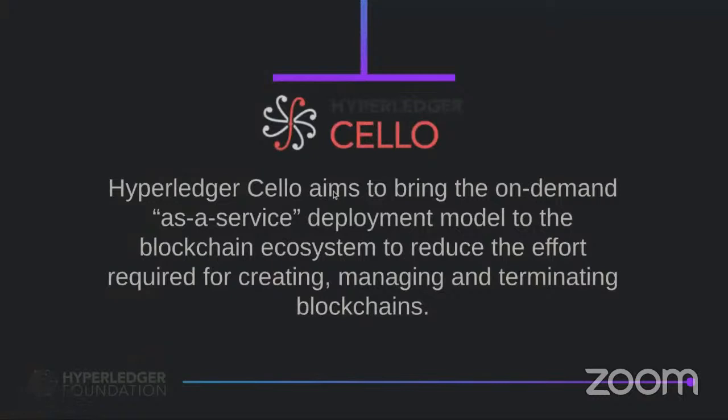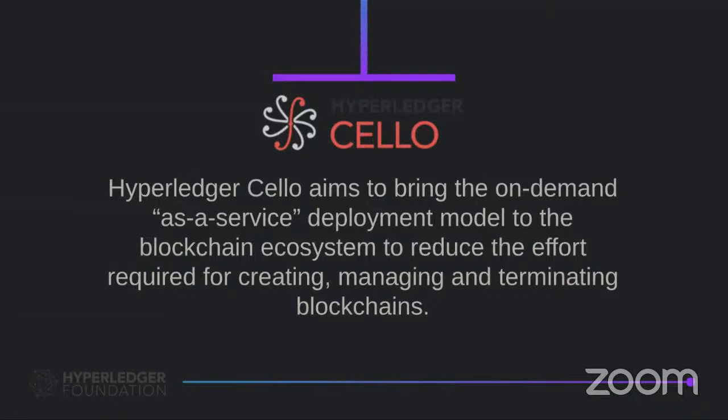So with Cello, it aims to bring the on-demand as-a-service deployment model to the blockchain ecosystem to reduce the effort required for creating, managing, and terminating blockchains. So what basically Cello is trying to do is create a cloud-based infrastructure that you can use to create, manage, as well as terminate your blockchains.